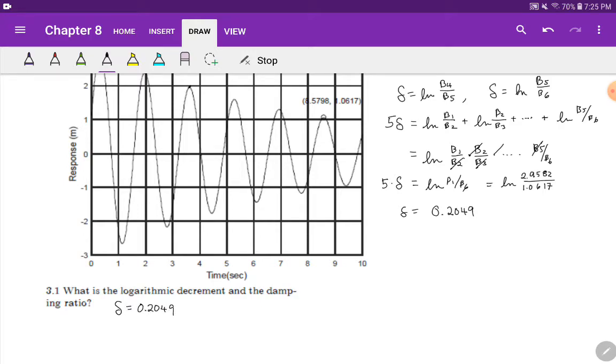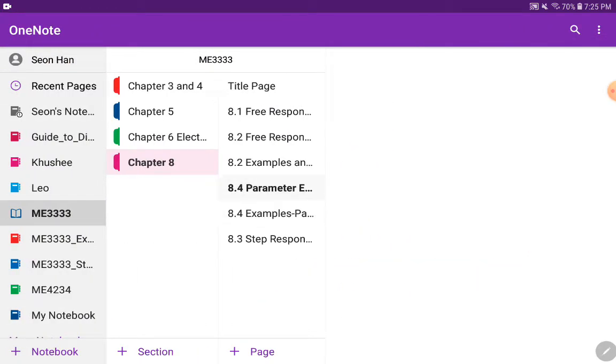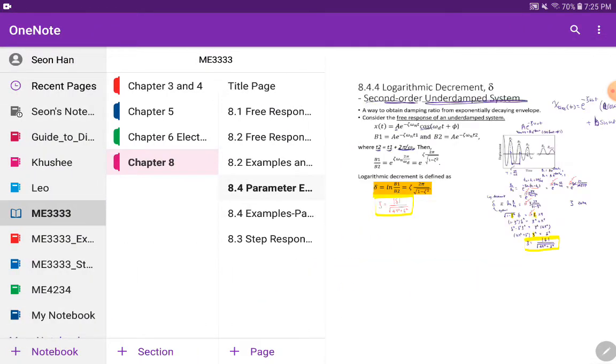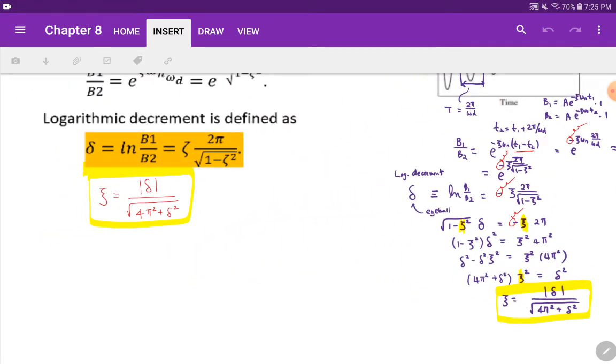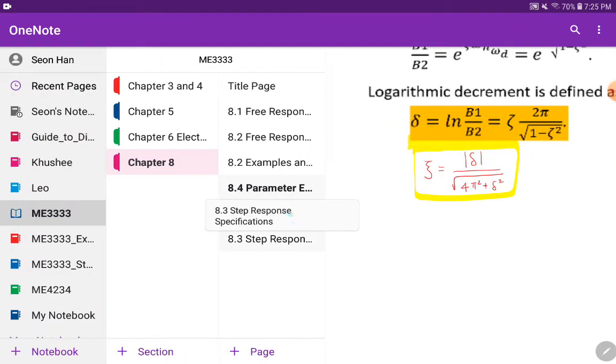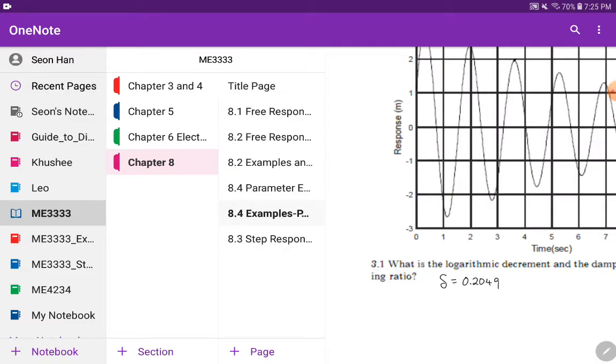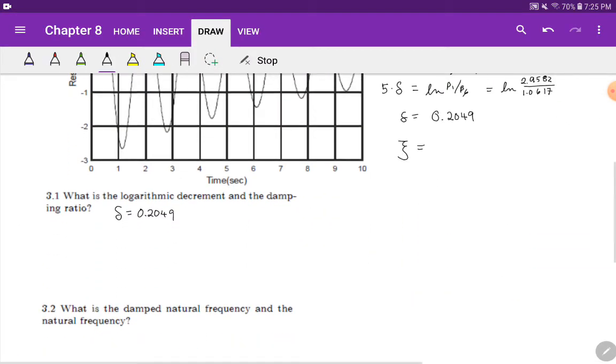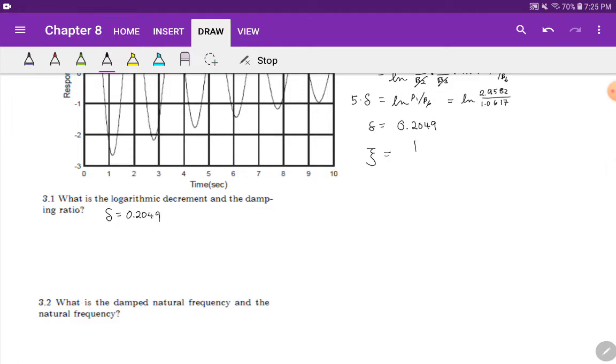So now, do you remember how you go to zeta? I can go back to the old lecture. What did I say zeta was? Here it is. Can you memorize that? Delta divided by square root of 4 pi squared plus delta squared. I think I can barely remember that one. So zeta equals the absolute value of delta divided by square root of 4 pi squared plus delta squared. Okay, so should we try this again?